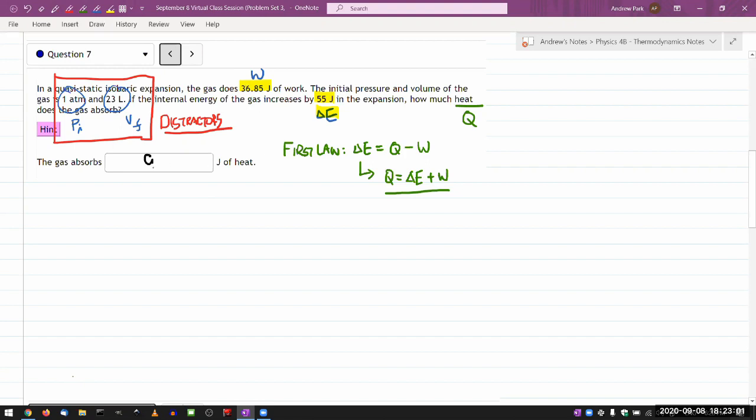So, 91.85 joule of heat. I think I did the sum correctly, right? Okay, yeah, 91.85. So that's it. If you got the concept correctly, you can do this in less than a minute.